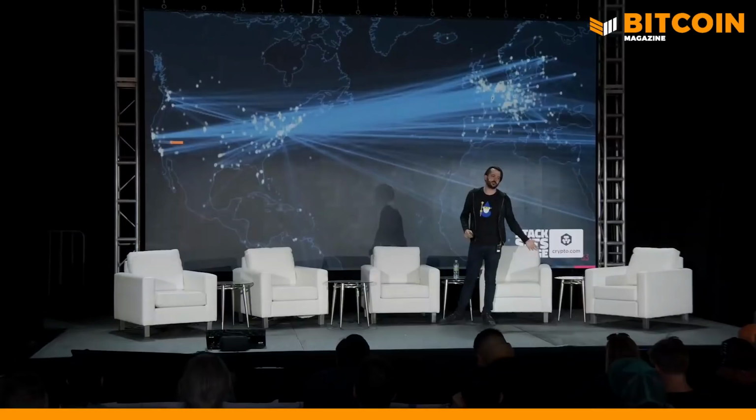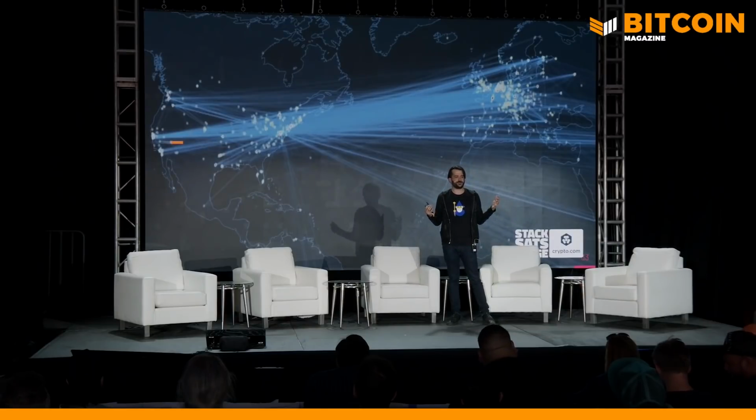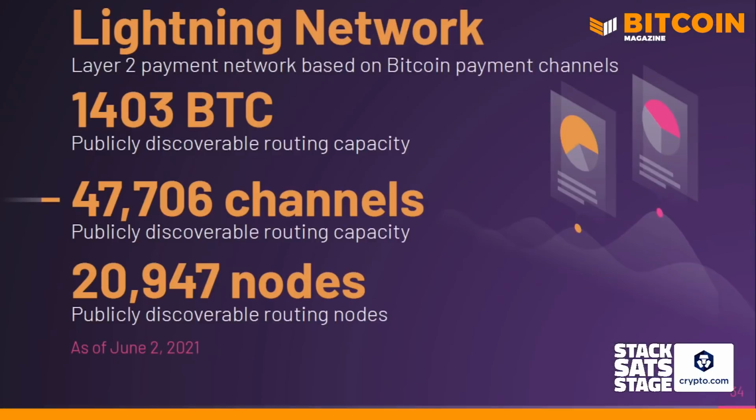And this is also how the internet is structured. We might not all be using the same ISP, but my ISP is connected to some other guy who's connected to your ISP, and that's how the routing on the internet works. And so this is what the Lightning Network looks like today. It's got thousands of nodes all over the world and tons of payment channels. There's something like 1,400 Bitcoin locked into the Lightning Network and over 20,000 nodes. So it's really happening in terms of adoption.